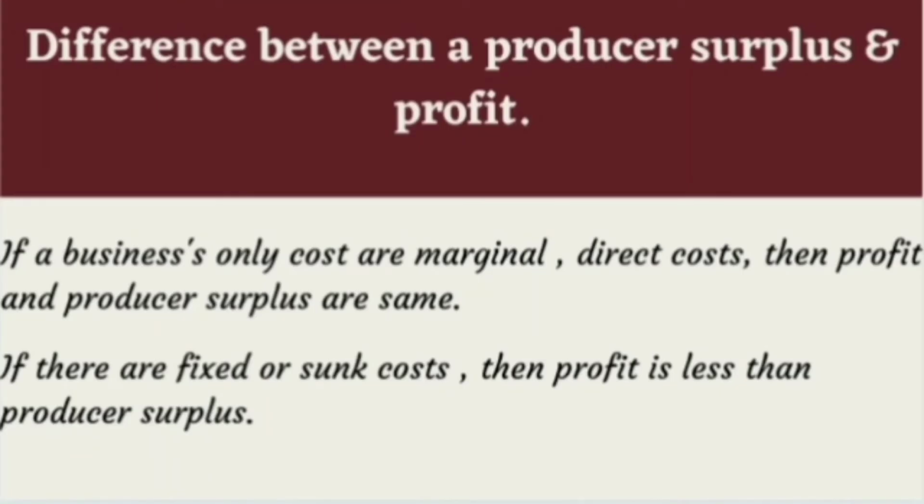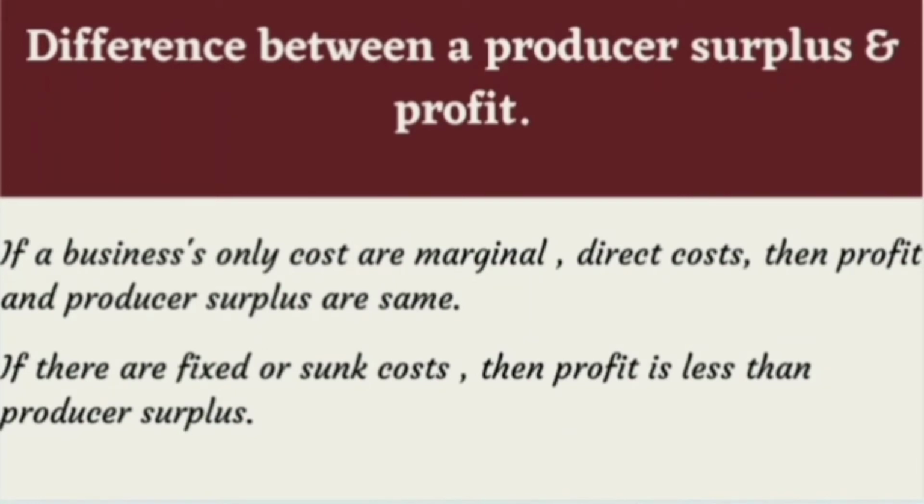Let's see the difference between a producer surplus and profit. Profit is total revenues minus total cost. Conversely, producer surplus is the revenue from the sale of one item minus the marginal cost, the direct cost of producing that item. That is, the increase in total cost caused by that item.